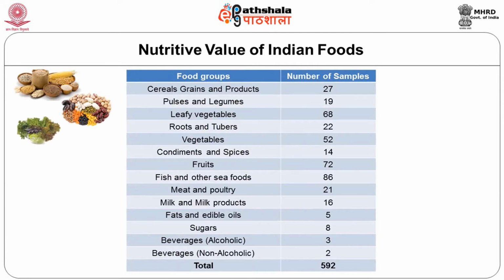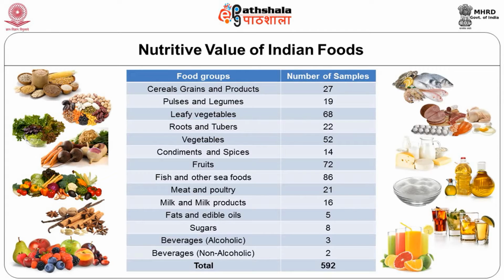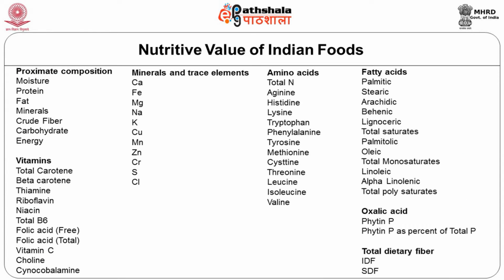So, the nutritive value of Indian foods is the current book available at the National Institute of Nutrition, which has 14 food groups, like cereal grains and products, pulses and legumes, leafy vegetables, roots and tubers, vegetables, condiments and spices, fruits, fish and other seafoods, meat and poultry, milk and milk products, fats and edible oils, alcoholic beverages. Like this, a total of 14 food groups are mentioned in the nutritive value of Indian foods, with more than 590 food samples included.